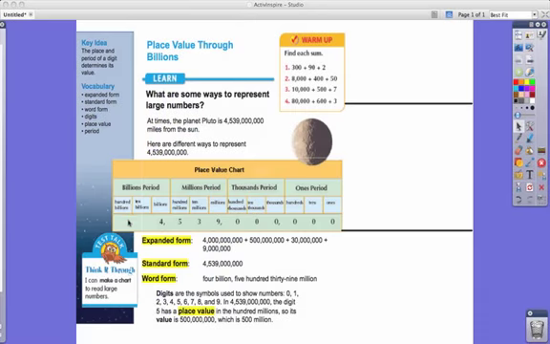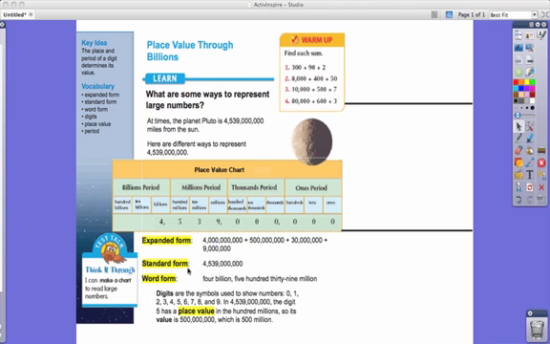Now as far as these terms right here highlighted in yellow, let's go over them quickly. Expanded form simply means you want to take the number and break it up into its place values. So this number, 4,539,000,000, looks like this. A 4 with 9 zeros plus 5 with 8 zeros and a 3 with 7 zeros and a 9 with 6 zeros. So 4,500,000,000 plus 30 million plus 9 million.